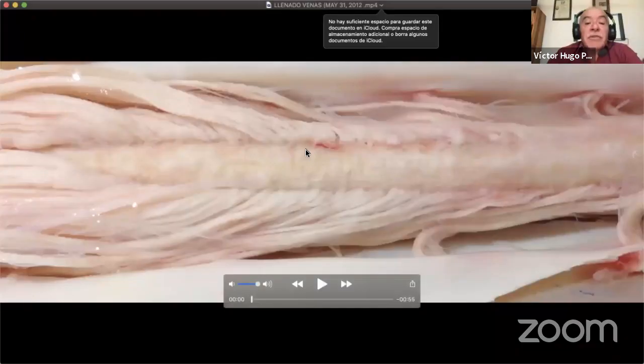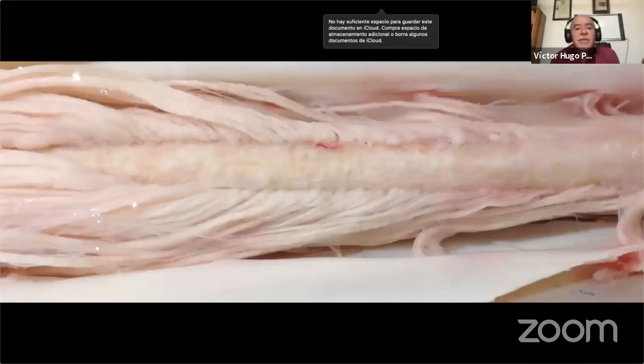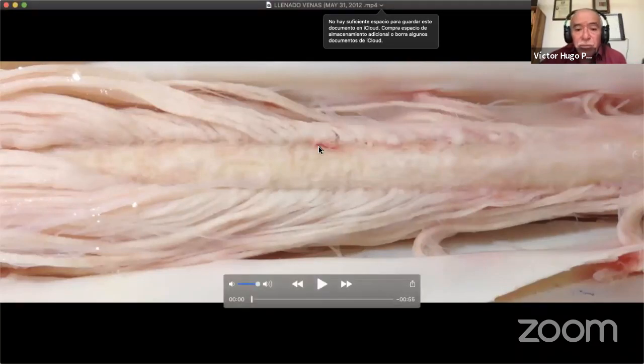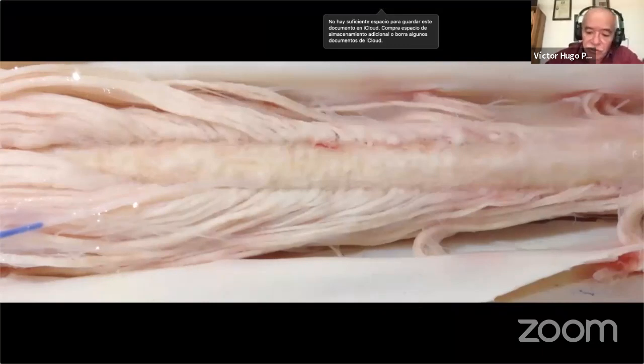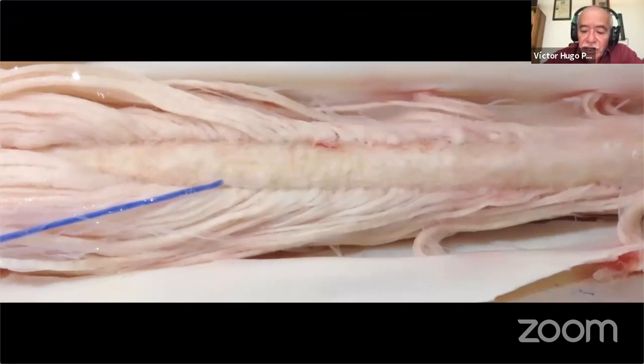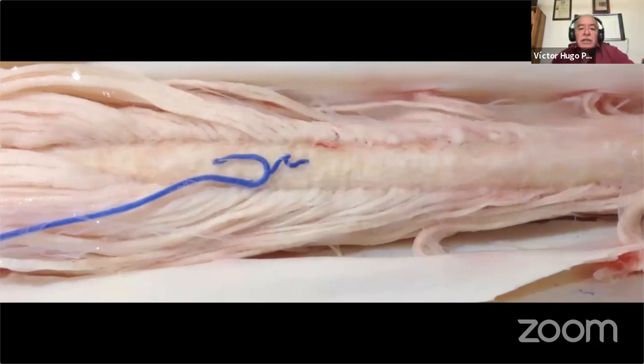Let me show you some of these. For example, I think a lot of work has been done on injections of the brain, but in the spinal cord, I think there is not much work in this area. So this is an injection of the spinal cord venous system.